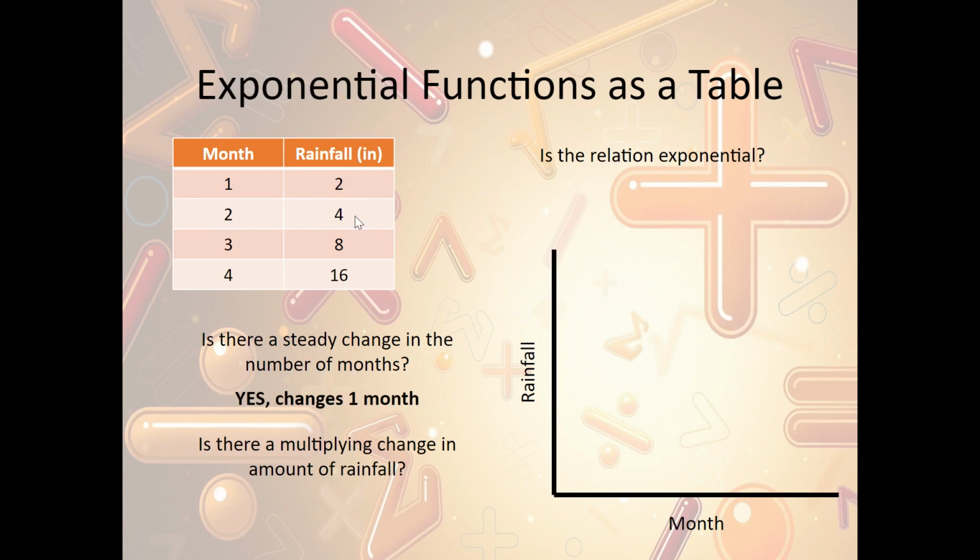Now here we have 2, 4, 8, 16. There is a steady change, and it is multiplication. We're multiplying by 2 each time. 2 times 2 is 4. 4 times 2 is 8. 8 times 2 is 16. So we're seeing a steady change, and it's multiplication. It is doubling, or multiplying by 2 each month.